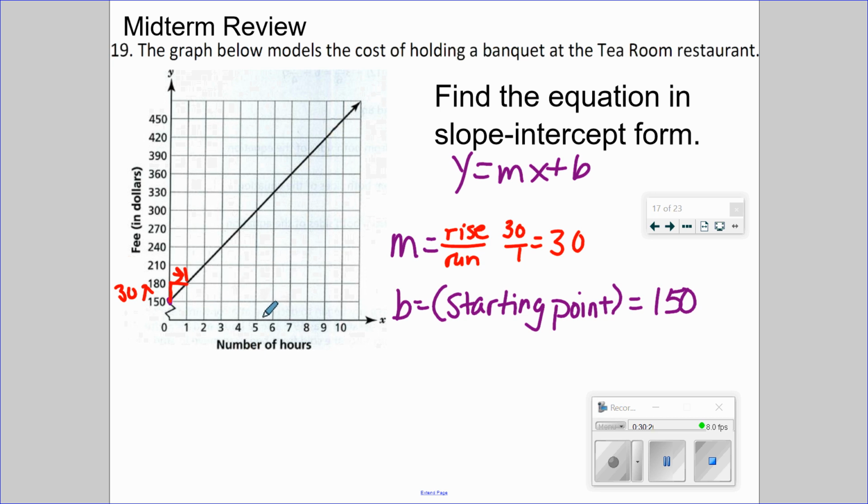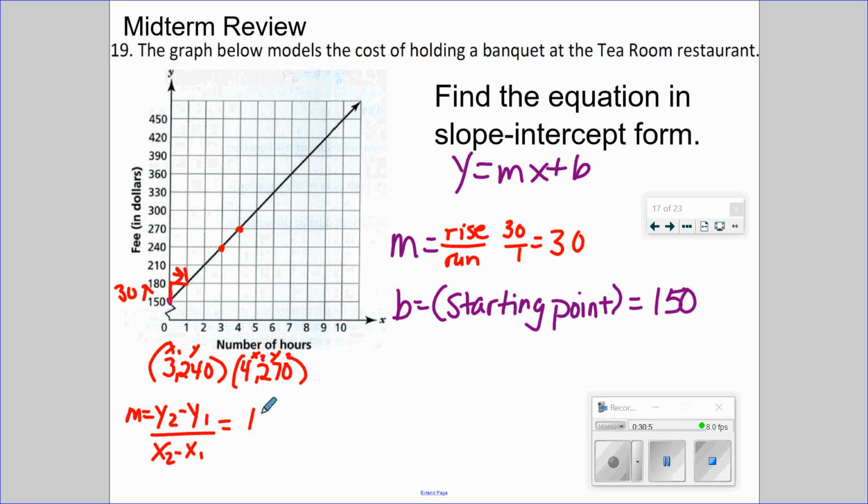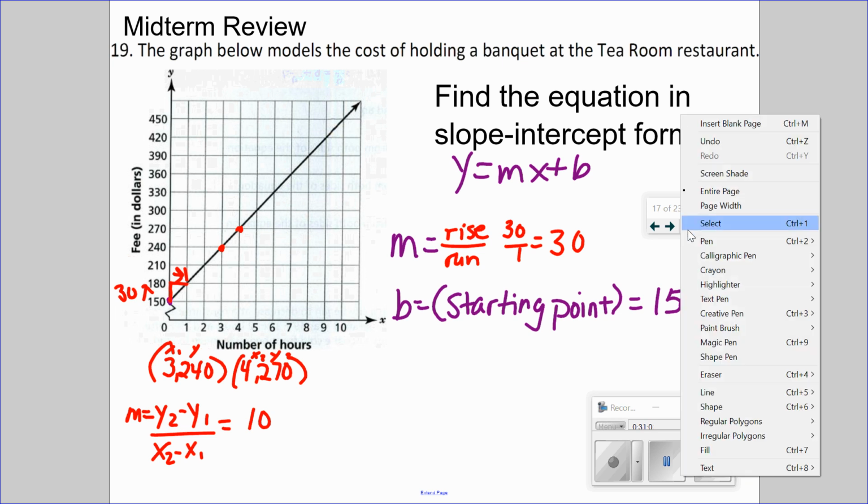But if you don't remember rise over run, you could take 2 points. I'm going to take this point here and this point here. So that's (3, 240) and (4, 270). Now I'm going to use the slope formula. m equals y2 minus y1 over x2 minus x1. Label these x1, y1, x2, y2. So now you do 10. Oh, sorry, wrong answer. Let me erase that right there.